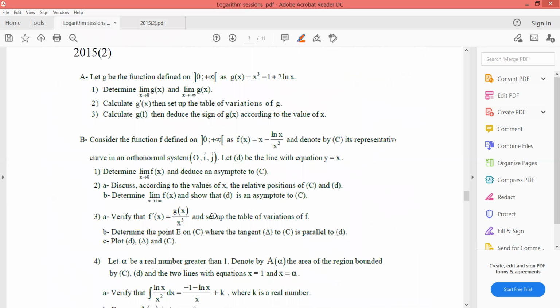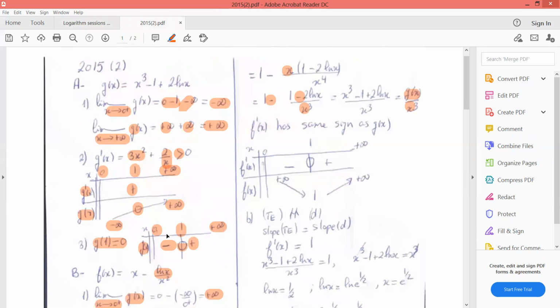How to set up the table of variations of f? f prime x equals 0. Since f prime x equals g of x over x cubed, and x is positive in the domain, which is 0 to plus infinity, f prime x takes the same sign as g. We found the sign of g from here, from this table.